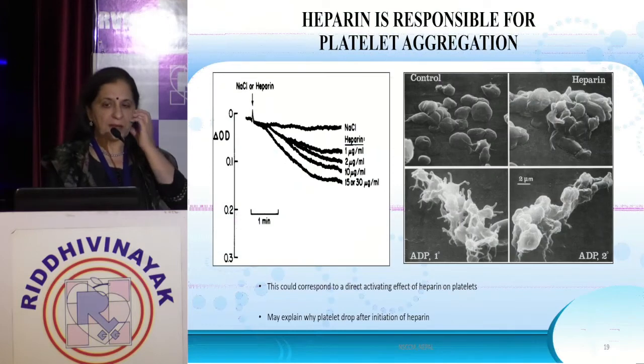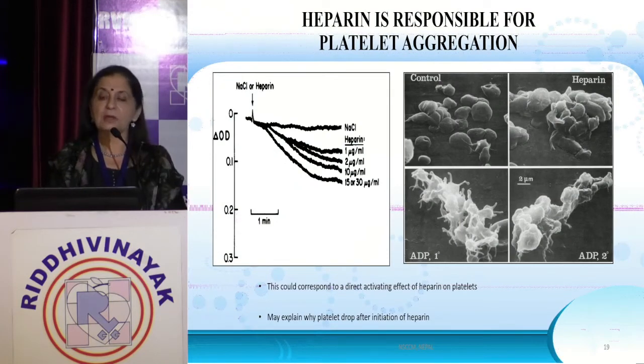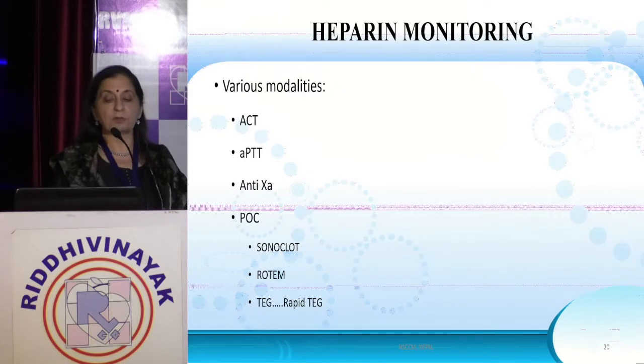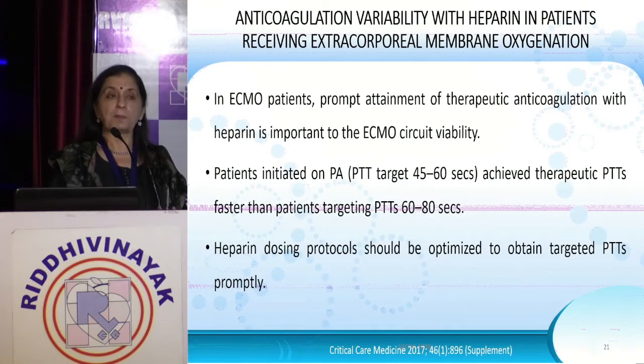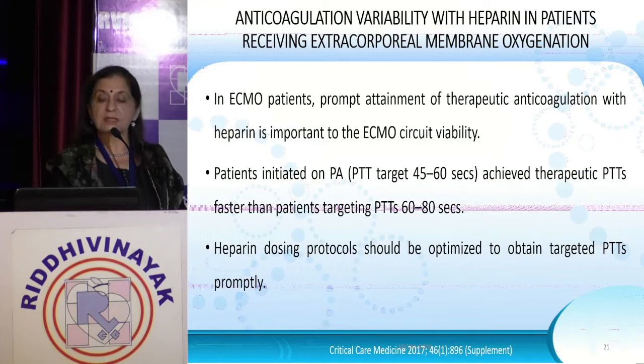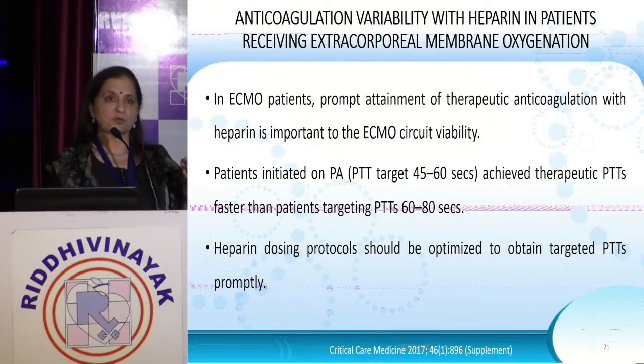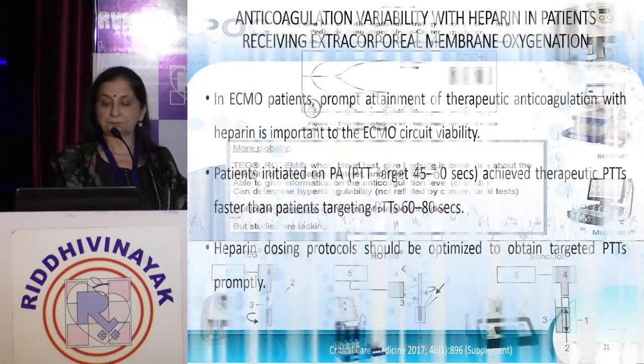So remember, heparin is responsible for platelet aggregation. Heparin is a prodrug. Heparin with the platelets brings about anti-aggregation also. Heparin is monitored by ACT, APTT, anti-10A, and point of care like sonoclot, ROTEM, or TEG. In ECMO patients, prompt attainment of therapeutic anticoagulation with heparin is important, and APTT target should be on the lesser side, between 40 to 60 seconds, and also maybe 60 to 80 seconds, but less than 78, and less than 50 is to be targeted for thrombosis.